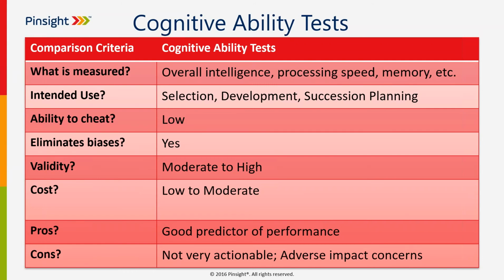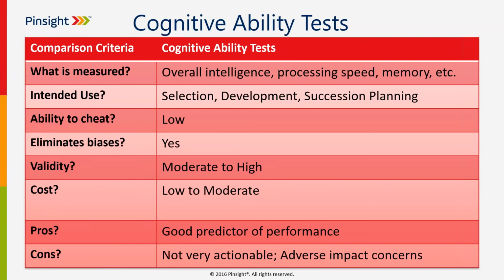They're very good at eliminating biases, with the caveat of adverse impact, which I'll get at in a minute. They're very good at eliminating self-biases and the biases of others. The validity tends to be moderate to high, particularly for jobs that require higher cognitive functioning, such as leadership positions. The cost can be low to moderate depending on the tool. In general, they tend to be a good predictor of performance for positions that require higher levels of cognitive functioning.